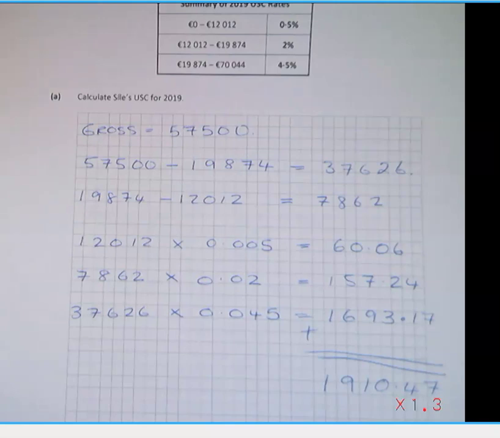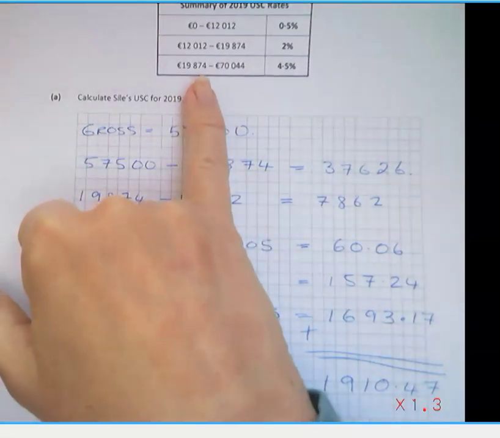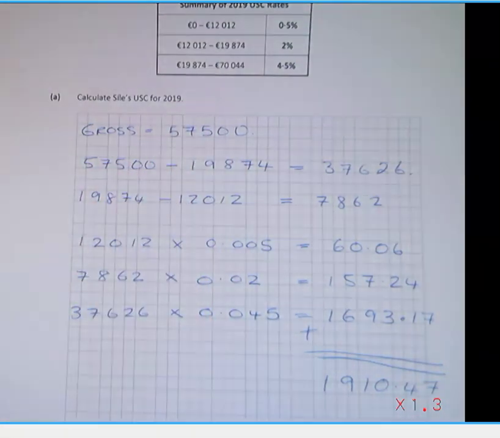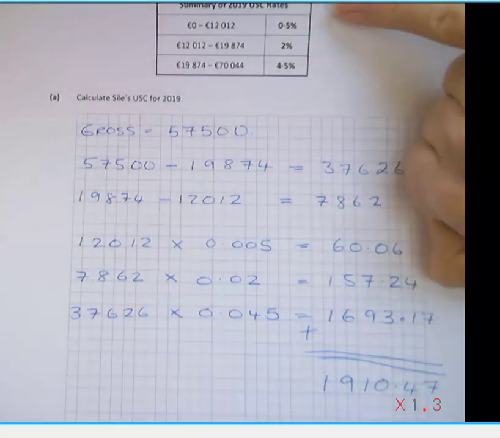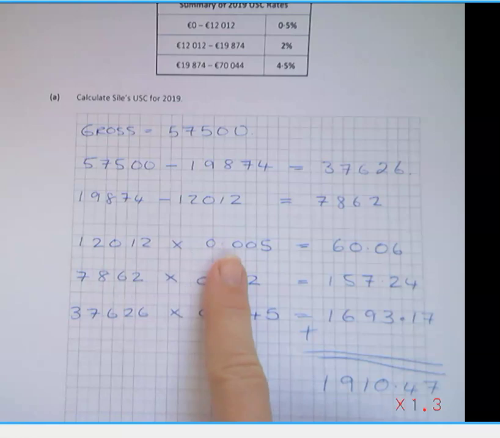What you do for USC is you take your higher USC value away from your gross. So you're going 57,500 take away 19,874. So we have 37,626. You will then take your 12,012 euros away from your 19,874 and you get your 7,862. So they are your 3 different categories that you pay money on for your USC. So for the first 12,000 you are paying 0.5%. So for the first 12,000 you're multiplying by 0.005.